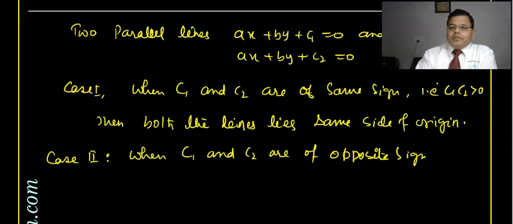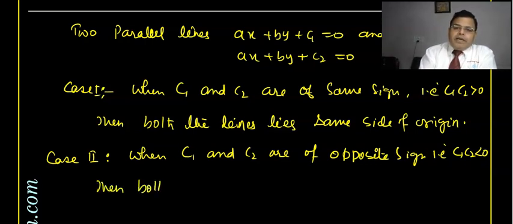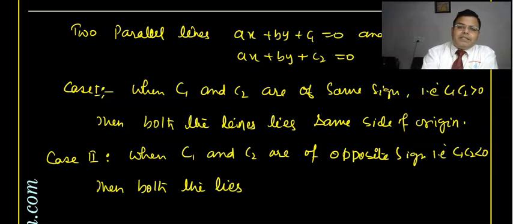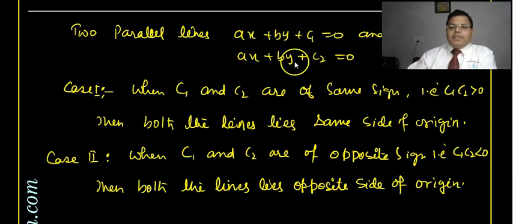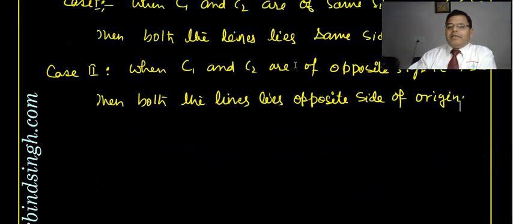Then C1 C2 is less than 0. The product of a positive and a negative will be less than 0. In that case, both the parallel lines lie on opposite sides of the origin. Right? But in both the cases the formula will be the same.